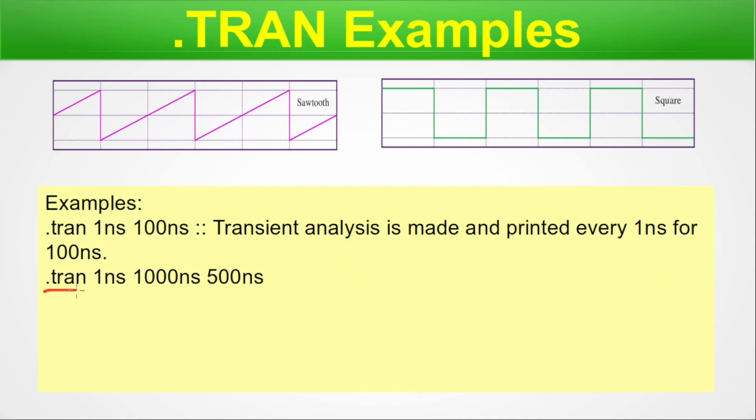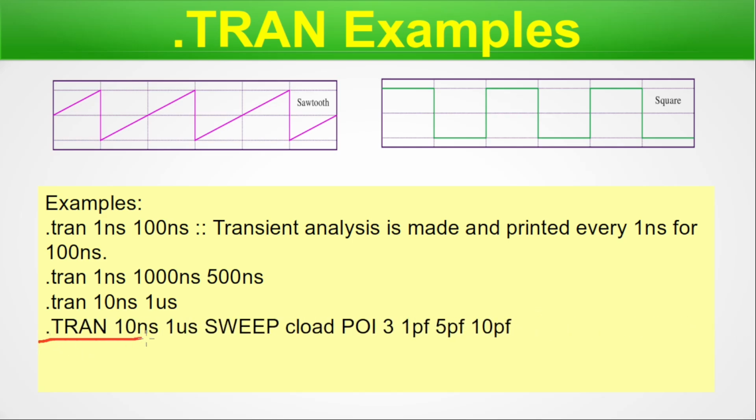Then we have .TRAN, then 1 nanosecond, then 1000 nanoseconds, and 500 nanoseconds. Here we have specified the start. Then again we have .TRAN, then 10 nanoseconds and 1 microsecond. Again, here we are omitting the step. Next is .tran, 10 nanoseconds, 1 microsecond. We have these two values. The first one is the step and the second one is the finishing line.